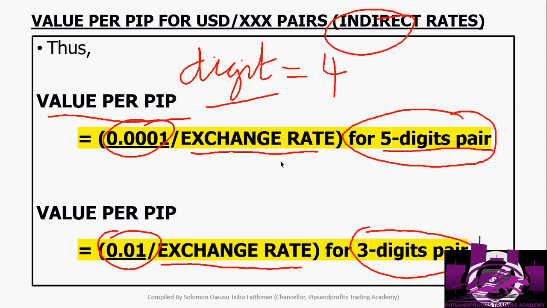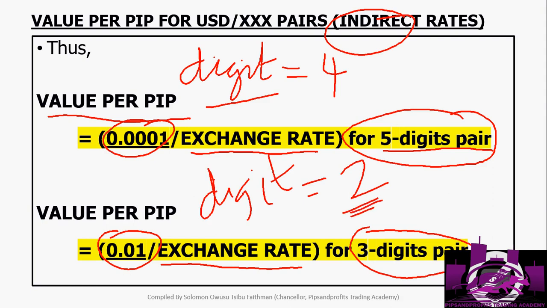So let's take examples. Now, I want to emphasize that when you get this concept, you can calculate profit for any asset on the financial market. Why am I saying this? When you take gold, for instance, let me digress a little. When you go to the contract specification for gold, you are going to see the digit to be 2. So if the digit is 2, then the value per pip is going to be 0.1 over the exchange rate or over the price you have over there.